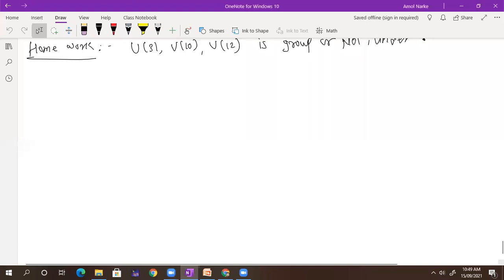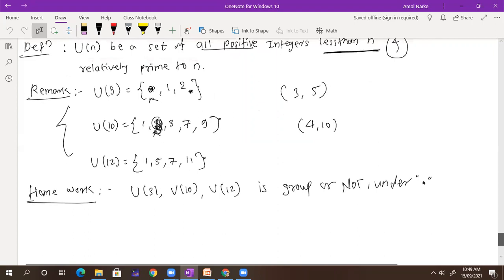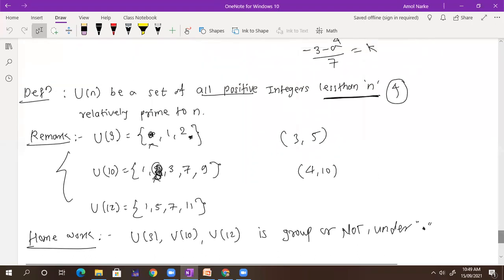Group means, which kind of elements are they having? Sir, they are having all the elements which come in that bracket. Like for U10. UN is a group. UN is a set of all positive integers less than n, which are relatively prime to n.